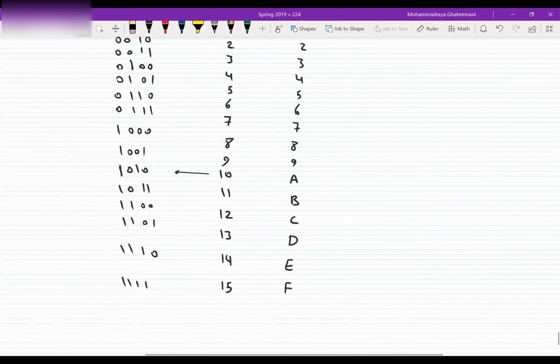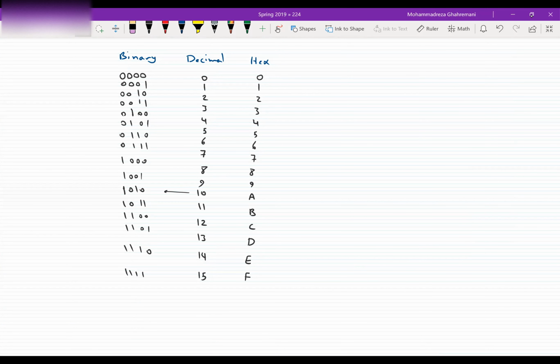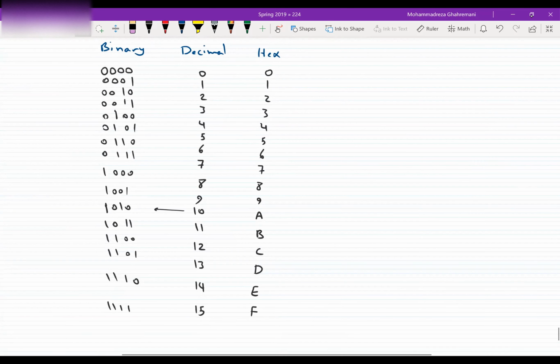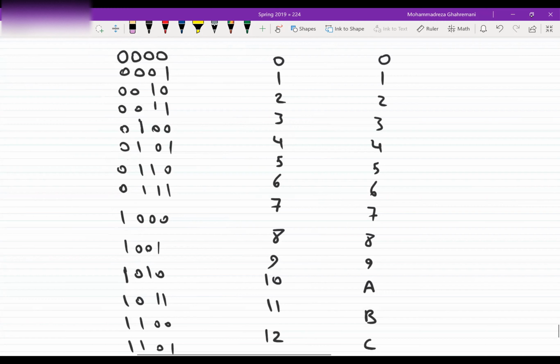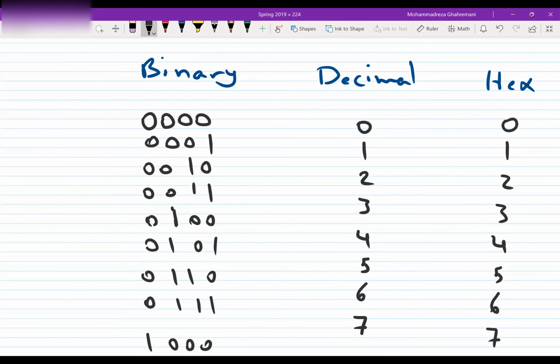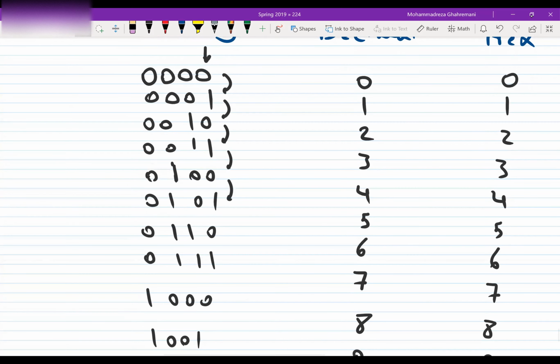So this is the entire table, which shows the three most important bases, which are base 2, base 10, and base 16. If you look at the first digit of the binary, you can see that it changes for each number, so 0, 1, 0, 1, 0, 1.